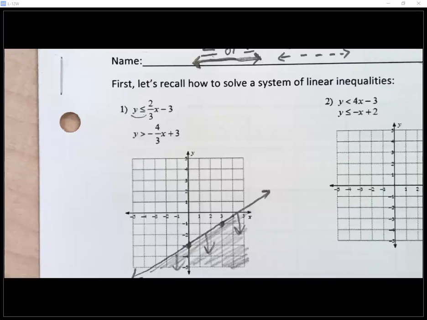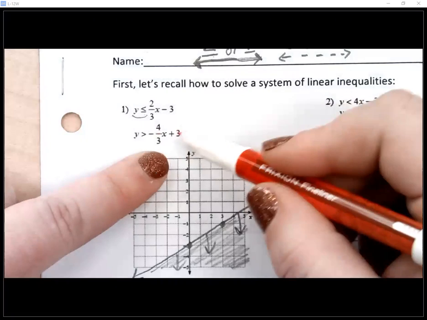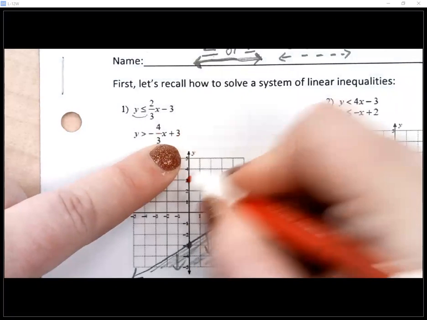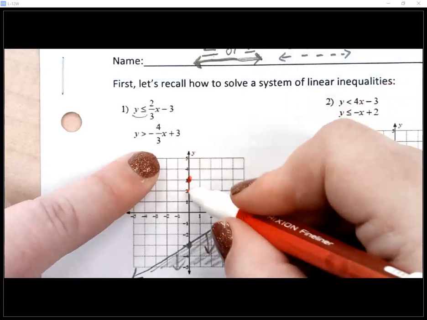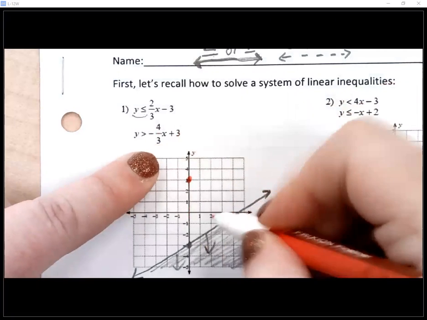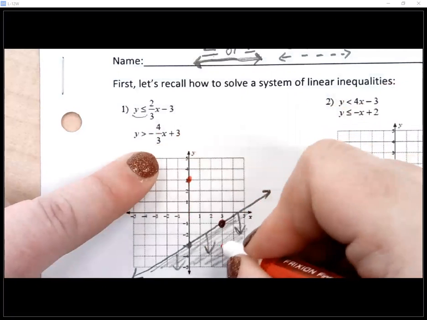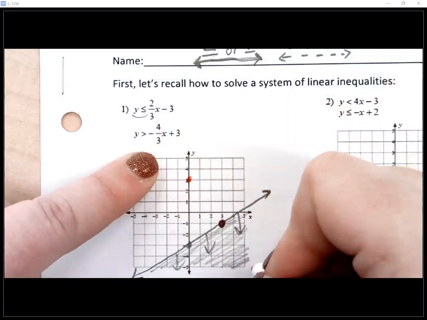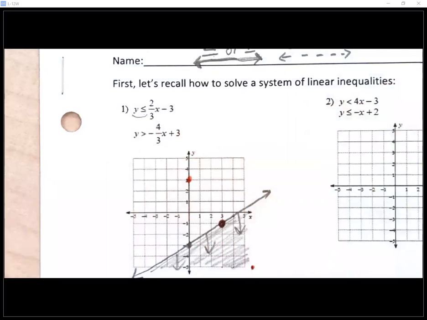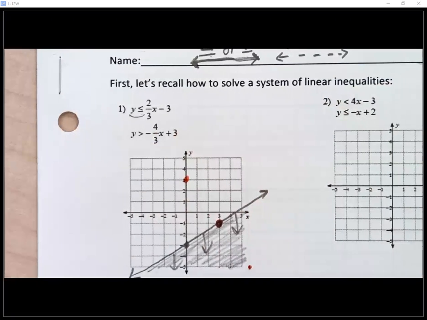But now the second line, I have another one. So now I just graphed the second line on the same grid. I'm going to switch colors because I have that ability. You don't need to switch colors, but I might as well since I have it here, right? So if I'm going to graph my second line, again, it's already in the right form. So I know I'm going to start at a +3 and I'm going to go down 4/3.